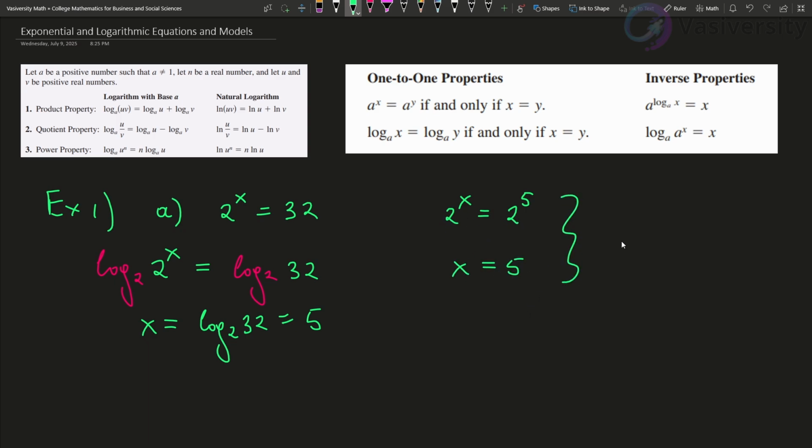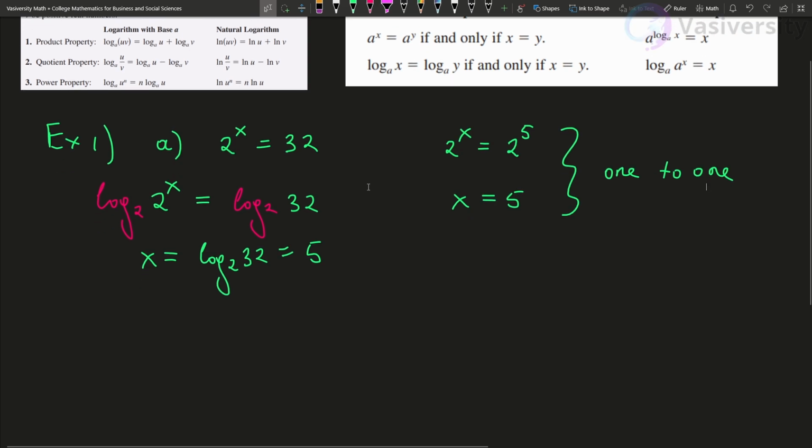Here we used the one-to-one property. It was easy to use one-to-one because 32 could be broken down to a product of 2's. Sometimes that might not be the case, and we'll see an example. Our next example is going to be a case where we cannot use it.